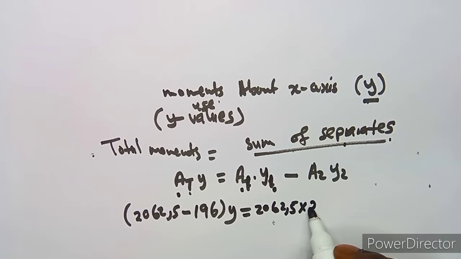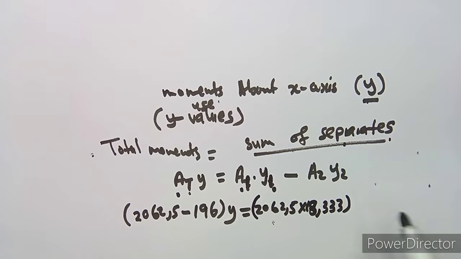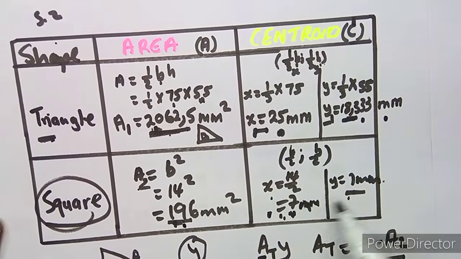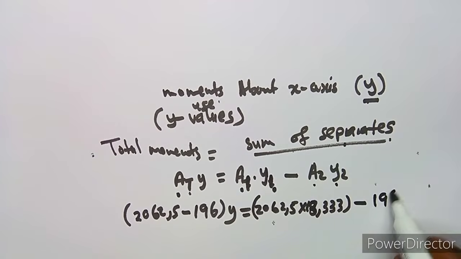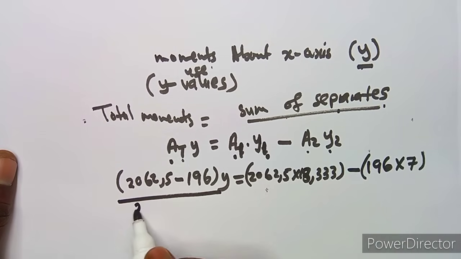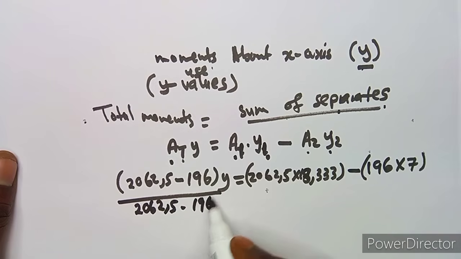62,5 multiplied by 18, this is 18,333. Okay, that's it. Area moment for the triangle minus the area moment for the rectangle, which is 196 times 7. So you multiply 196 times 7. Just like that, you can even obtain the value of y. So you simply divide by this bracket of 20, 62,5 minus 196.